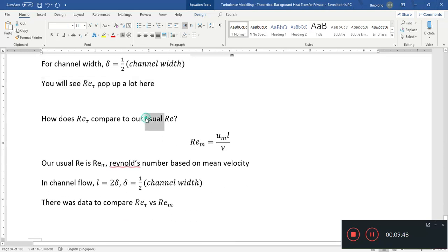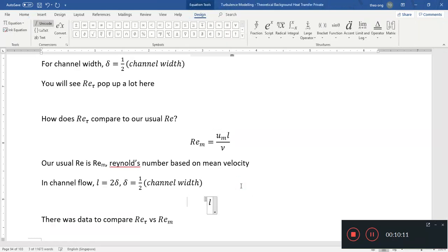And how does it compare to our usual Reynolds number? Our usual Reynolds number in a channel flow will be the mean velocity times the characteristic length scale over the kinematic viscosity, as usual, and L equals 2D, D being the half channel width. So L here is actually a full channel width.